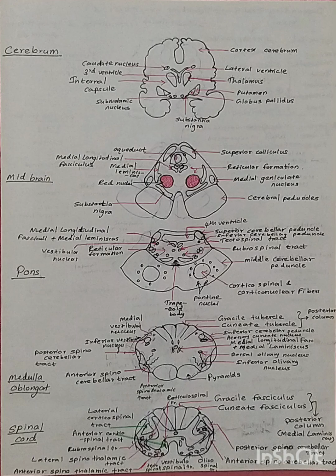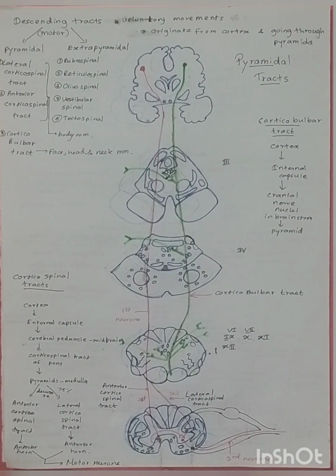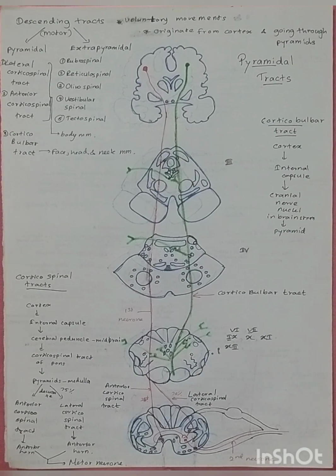Here you can see the cross section of the cerebral cortex and the brainstem. So today we are going to talk about the nerve tracts. Nerve tracts, there are two types, the descending tracts and the ascending tracts. So first of all, we will talk about the descending tracts. Descending tracts means basically the motor neuron tracts.